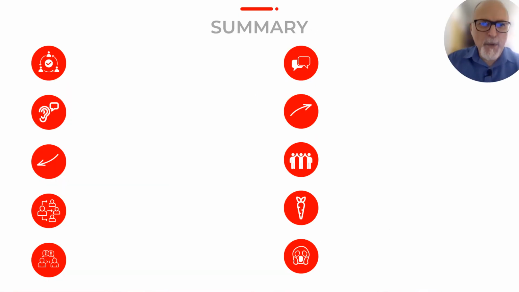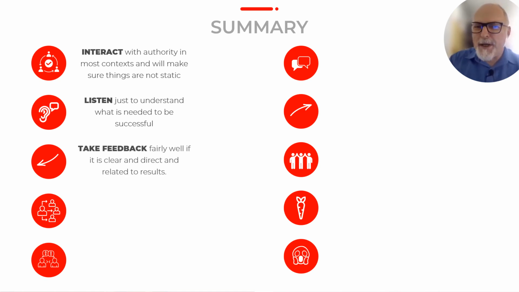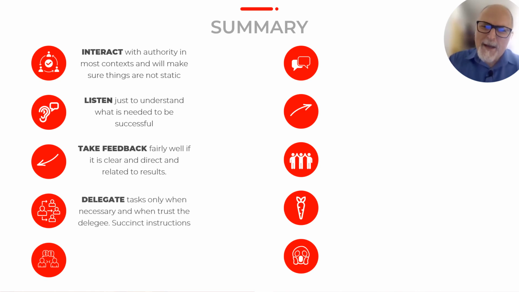So now, as we will do for each of the 4 factors, let's take a look at the way in which they tend to interact with other people. They like to come in with authority, and if something's not moving, they'll do something to get things moving. They'll listen to understand only what it is that they need to be successful. Pretty good at taking feedback as long as it's direct, clear, and related to the results.